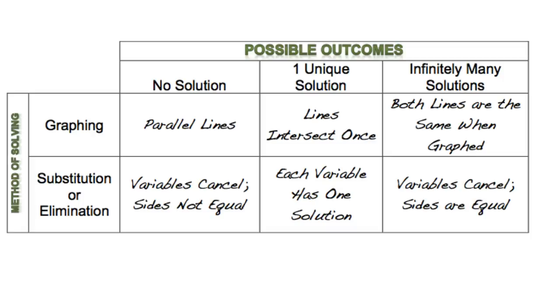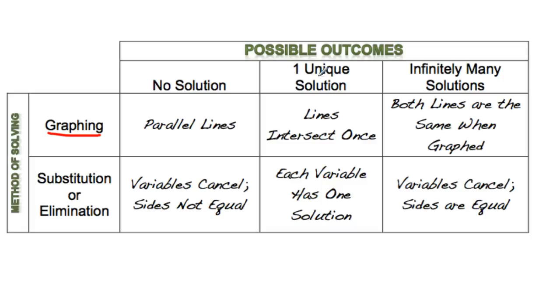So this is a nice chart that has all of the possible outcomes when you have a system of equations. Alright, if you look over here, how are you solving it? If you're graphing it, you could either have parallel lines, the lines intersect once, or the same exact lines. If they're parallel, you have no solution. If they intersect just once, that's when you have one unique solution. And if they're the same exact line, that's when you have infinitely many solutions.